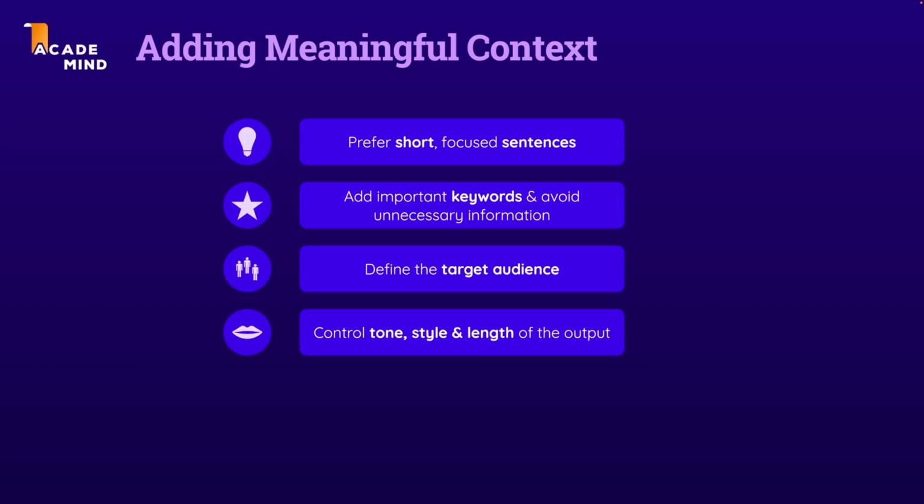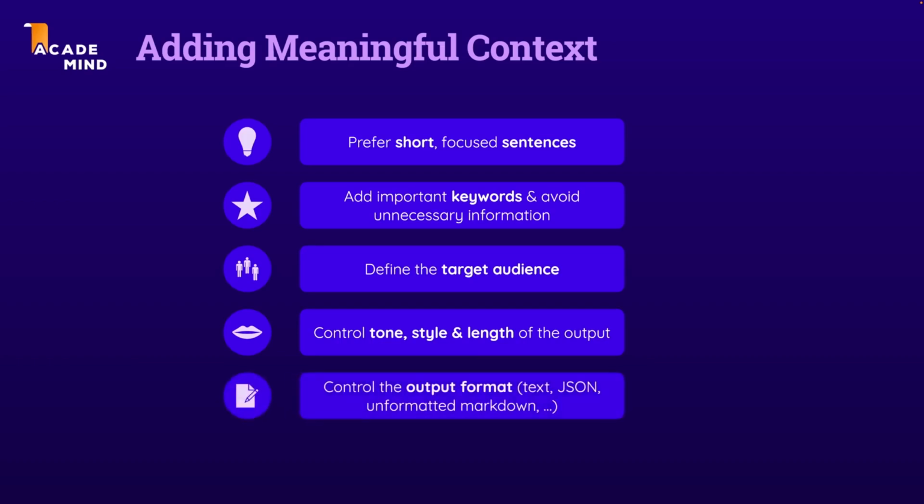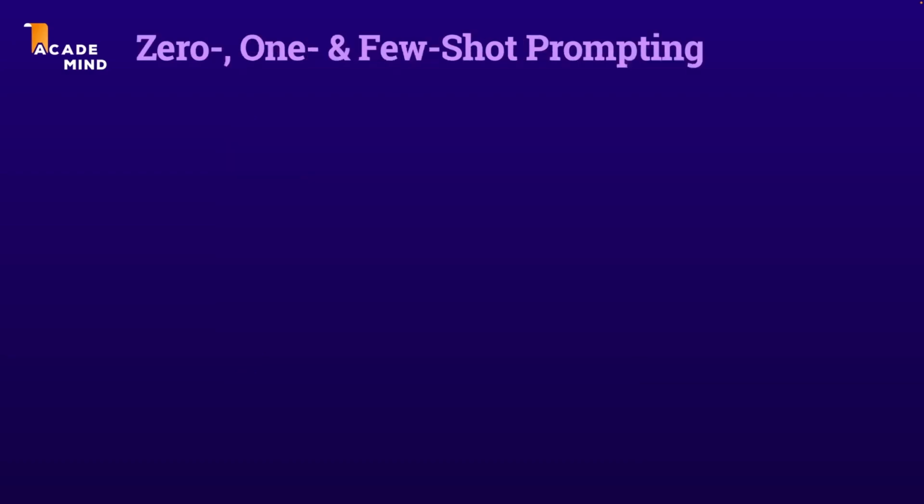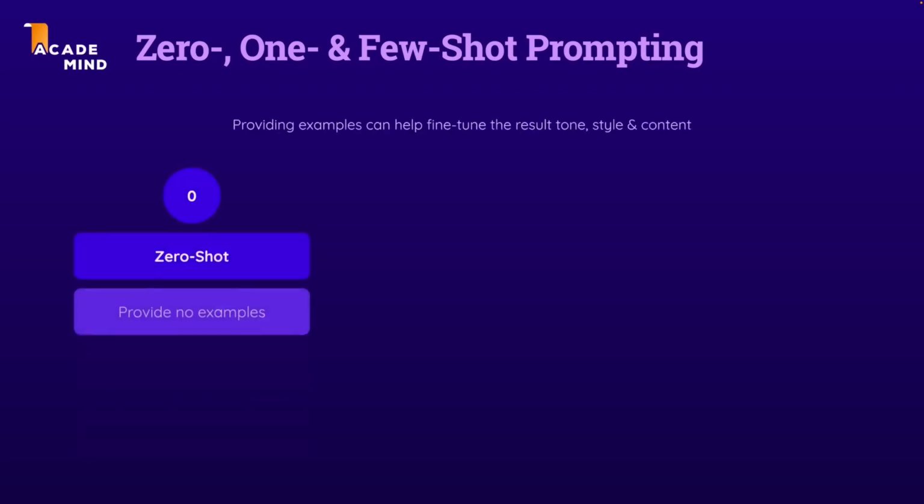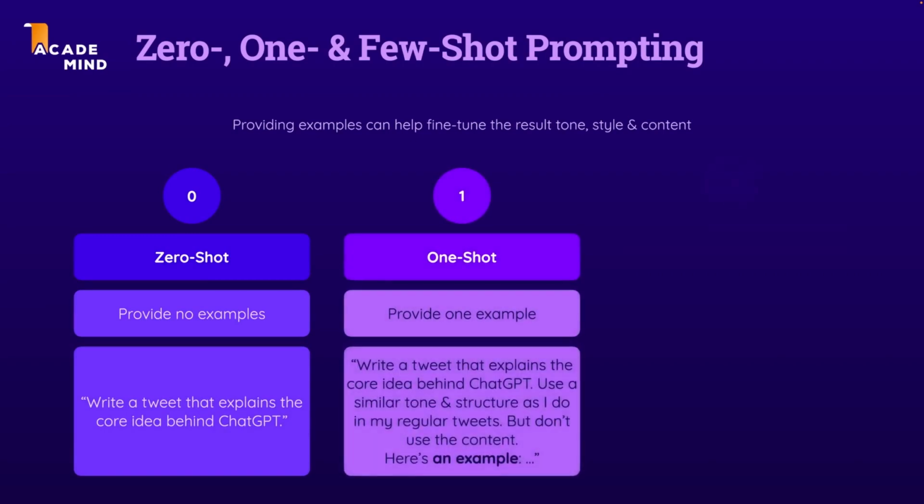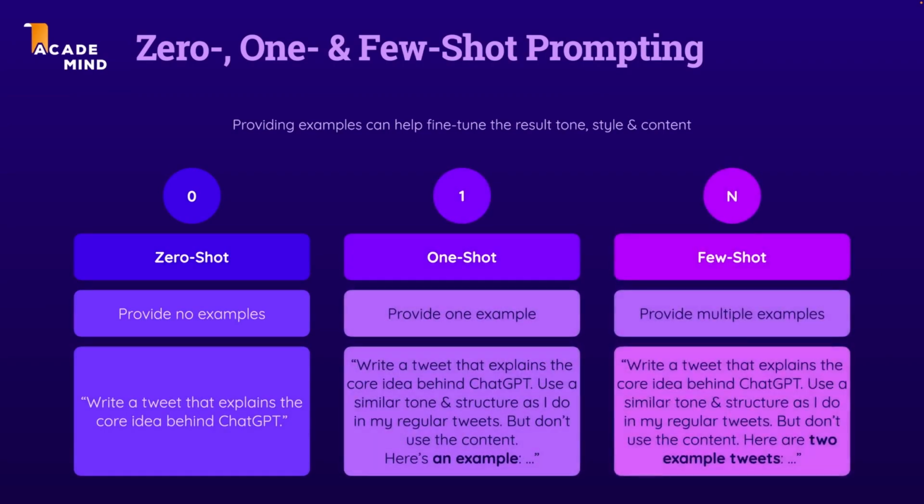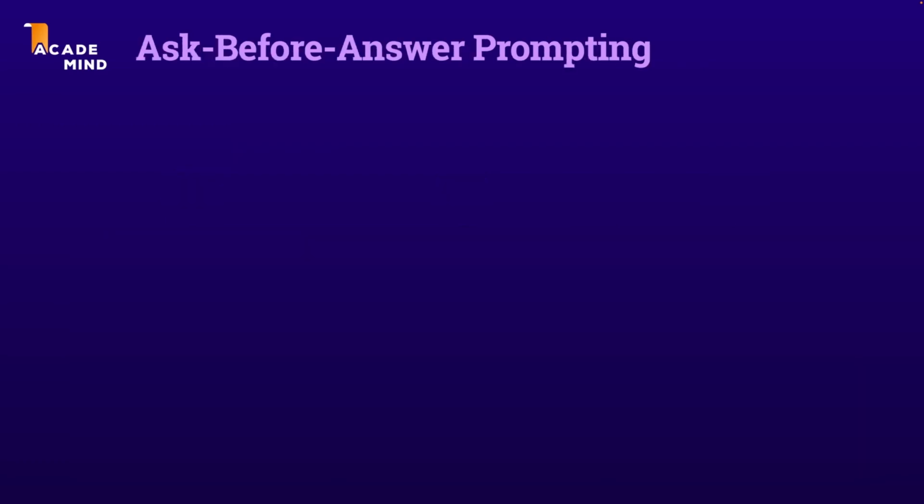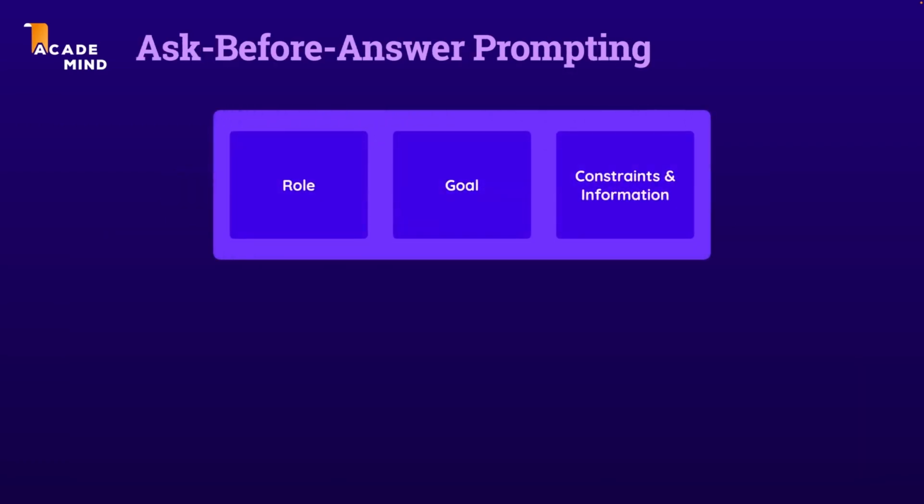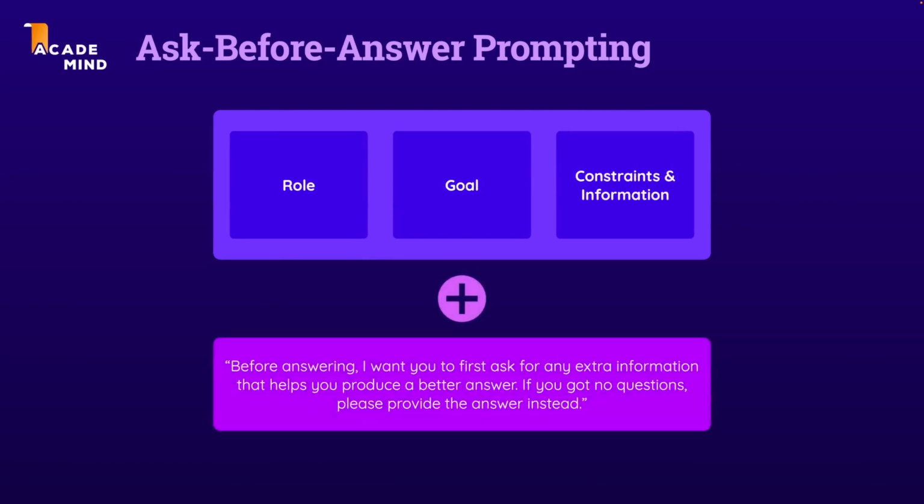And that you can, for example, also control the output format and get ChatGPT to give you JSON formatted data instead of plain text as a response. You then learned about different tricks and prompting techniques you should be aware of, like zero-shot, one-shot or few-shot prompting, which in the end simply means that you could add extra examples or templates that should be used by ChatGPT to answer your prompts. You learned about ask before answer prompting, which can be very useful since it gets ChatGPT to tell you which extra information might be needed.